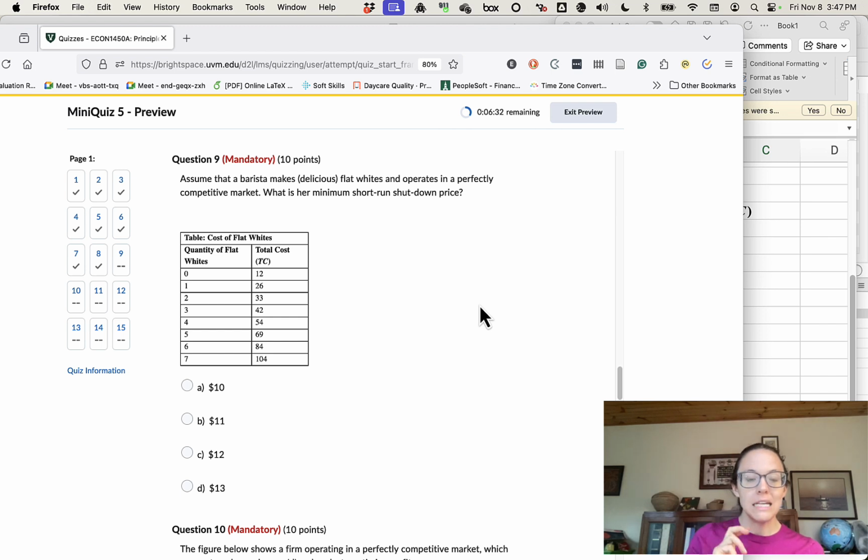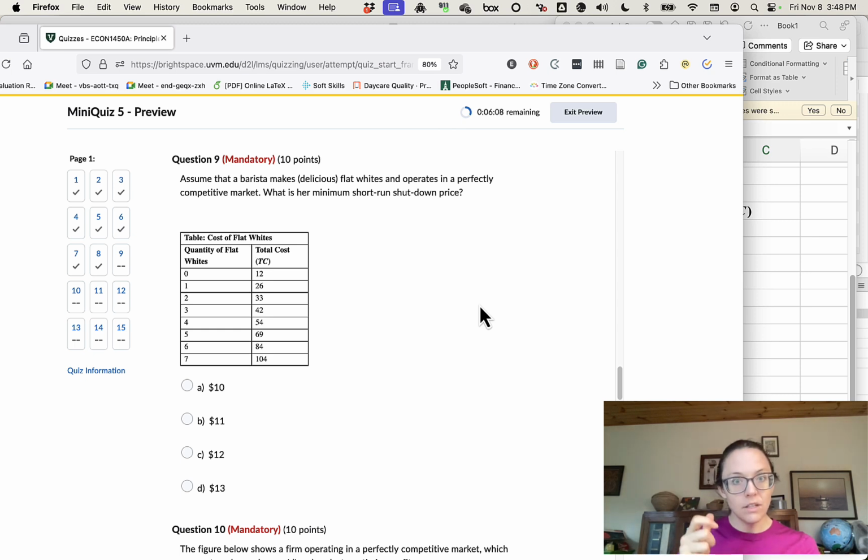Because if the price is below the AVC, then she can't even cover her variable costs on average. She can't cover the costs of the milk and the coffee and the electricity. If her price is just above the AVC, then she can cover all of those expenses and she can pay a little bit toward her fixed costs, such that it's better than shutting down when she can pay nothing towards her fixed costs.